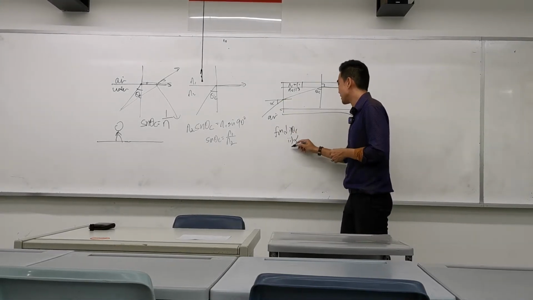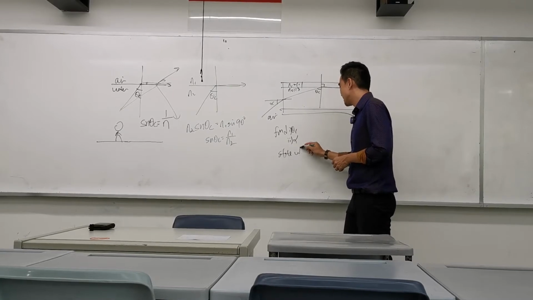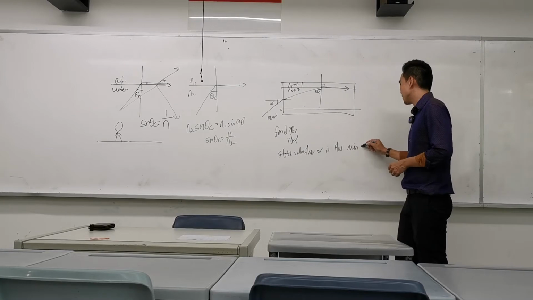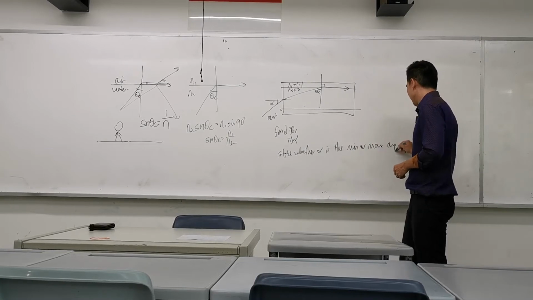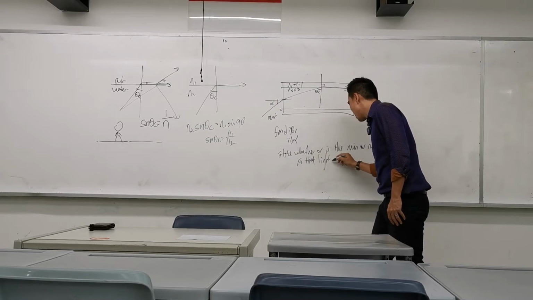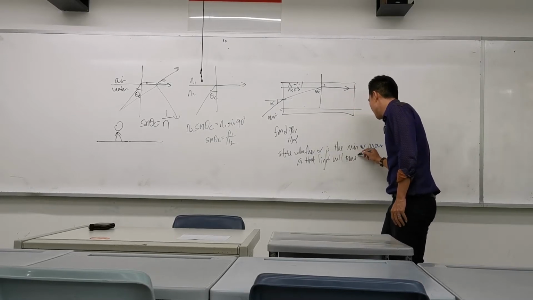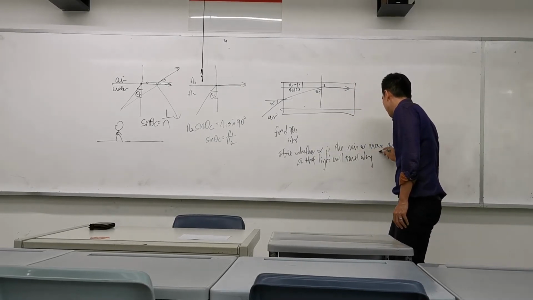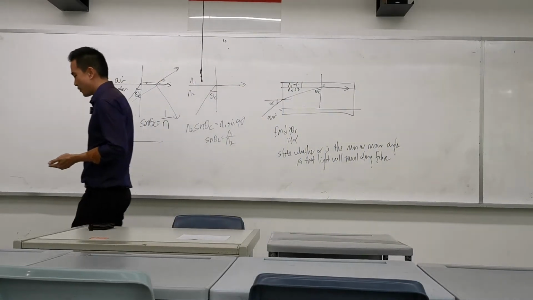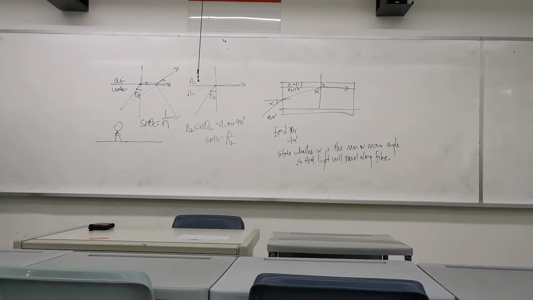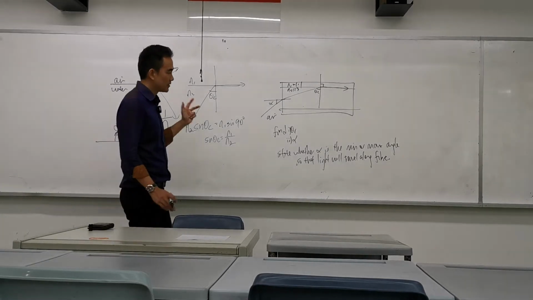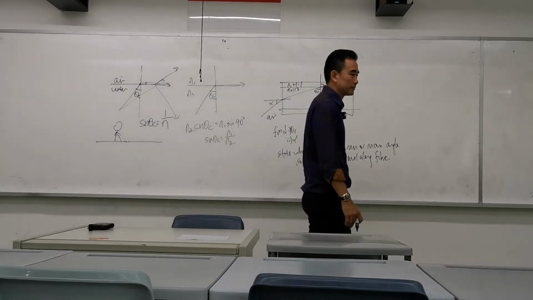So find theta C and alpha, and state whether alpha is the minimum or maximum angle so that light will travel along the fiber. Should we send the light beam bigger than that angle alpha or smaller than that angle alpha so that it will travel down the fiber? So find theta C, find alpha, and then state whether that's a maximum or minimum angle. Give it a try.